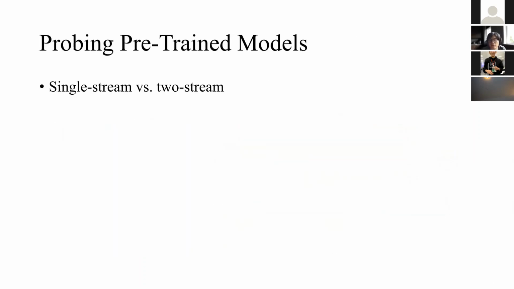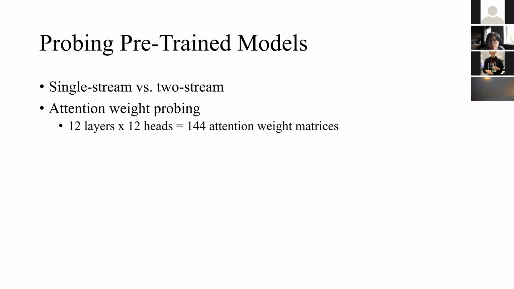Our study covers model architecture choices, single-stream versus 2-stream models. And then we use attention weight probing and embedding probing. These attention weights or embeddings are extracted from frozen pre-trained models. Usually we train a simple linear classifier on the probing tasks to quantitatively evaluate what pre-trained models have learned.